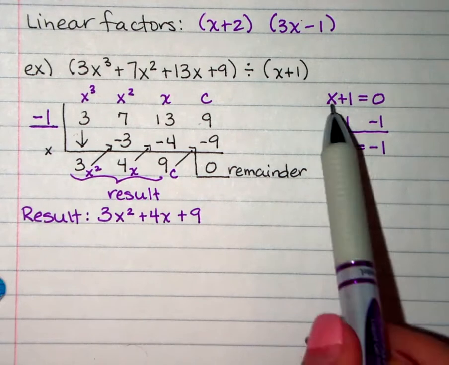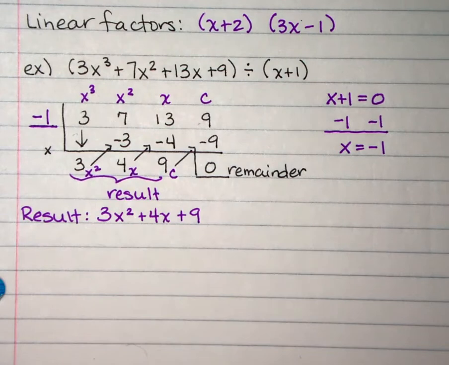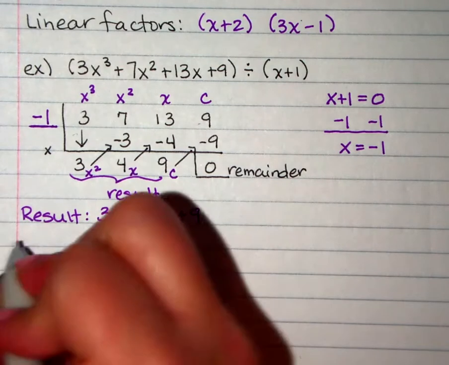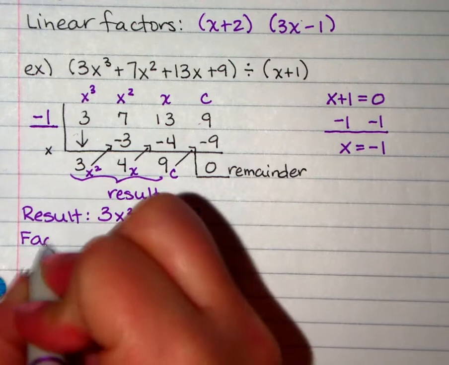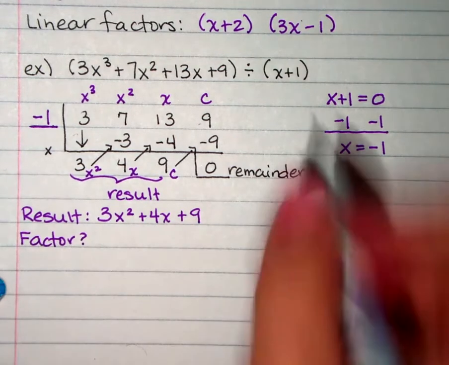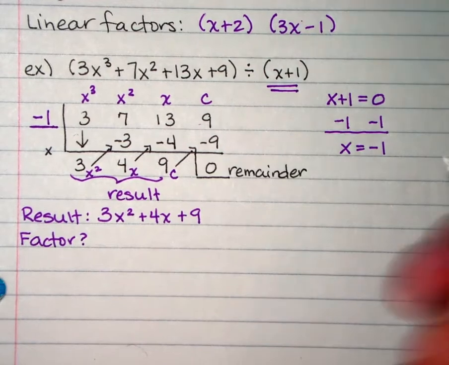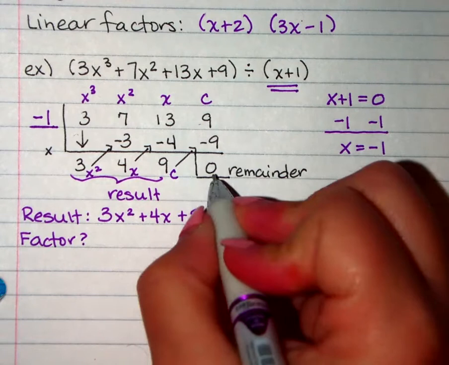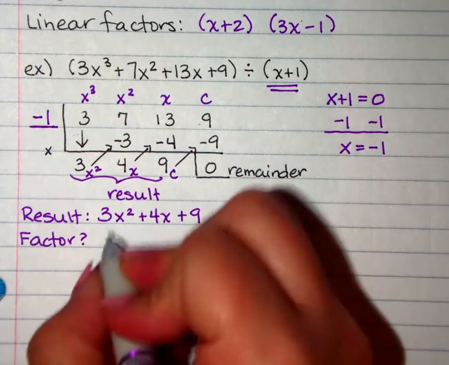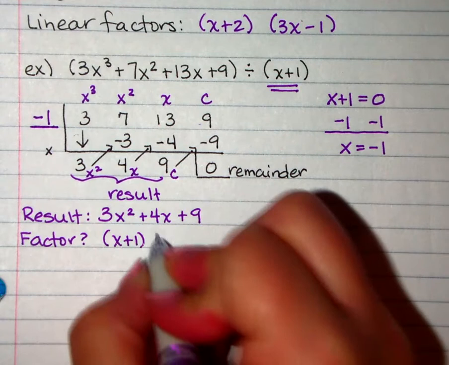The other piece is I want to know what's happening with this factor. So this factor that I'm dividing by, this x plus 1, because my remainder is 0, just like it was with long division, that means that the x plus 1 is a factor. Being a factor and being a 0 are closely related, which we're going to look at in our next module.